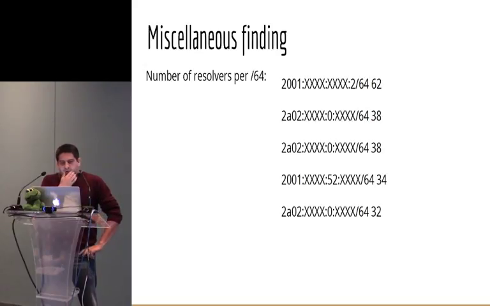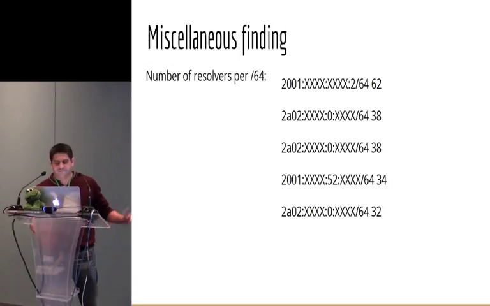So the number of resolvers per /64, we found, for example, 62 resolvers in only one /64. That is a huge number from my point of view. Actually, maybe you can enlighten me as to why you think it is happening? This is something, from my point of view, very interesting. I do not have an answer for this. I can think of a couple of reasons for this.